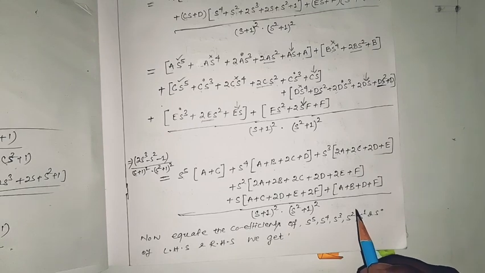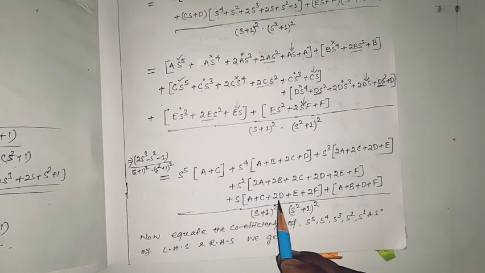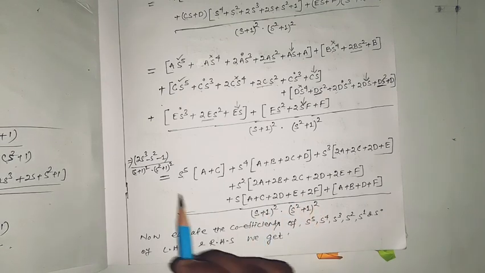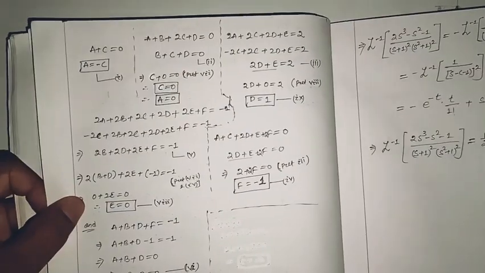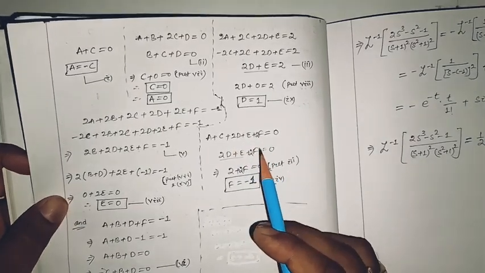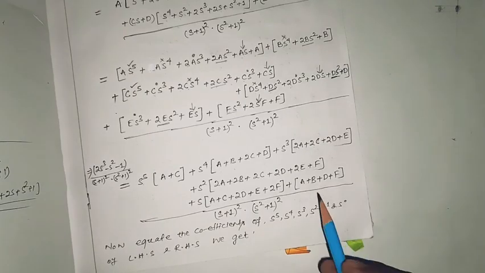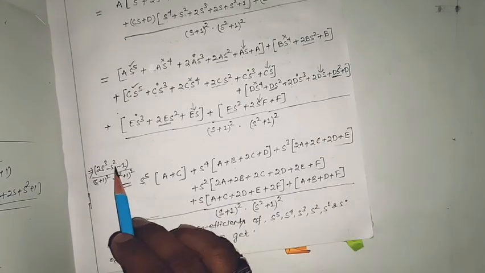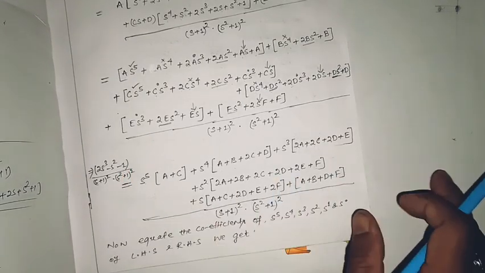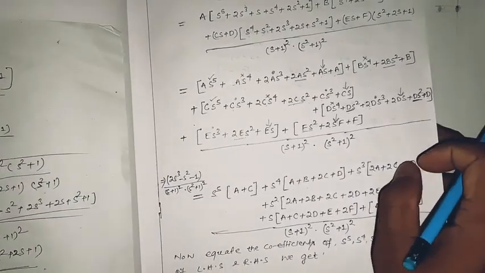Now the s coefficient, that means a plus c plus this much terms coefficients, right hand side will be equal to 0, because there is no s term in your left hand side. So a plus c plus 2d plus e plus 2f will be equal to 0. Then constant terms will be equal to -1, because here a plus b plus d plus f will be equal to -1. Left hand side constant is -1, right? Okay.